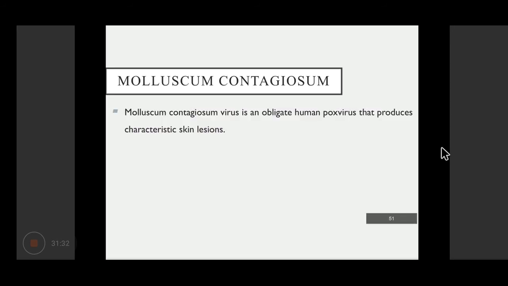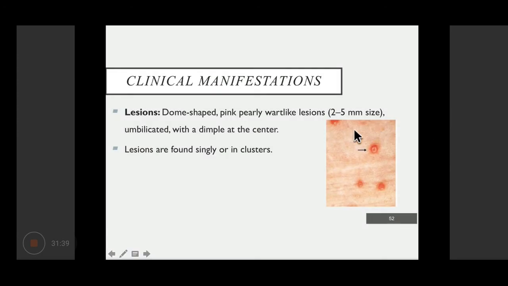Then another virus is Molluscum contagiosum, which is an obligate human pox virus with characteristic skin lesions. Its skin lesions are relatively small, around 2 to 3 mm in size, but they have a very typical appearance, in the sense that they are pearly white wart-like lesions that are umbilicated. That means in the center of the lesion there is a dimple, like an umbilicus, a depression in the center of the lesion. So this is the typical appearance of Molluscum contagiosum.